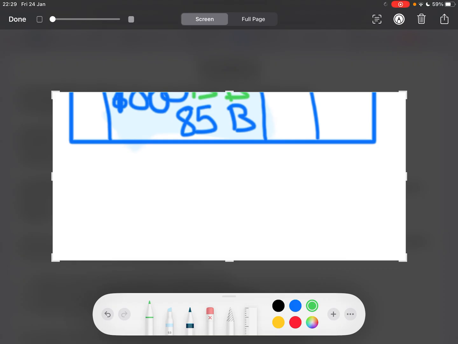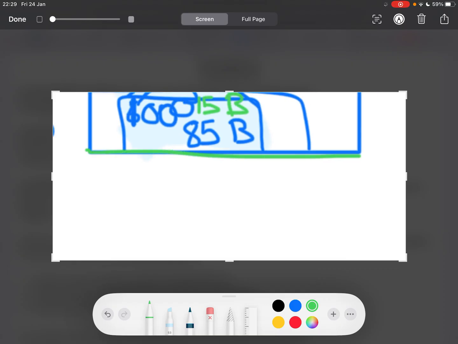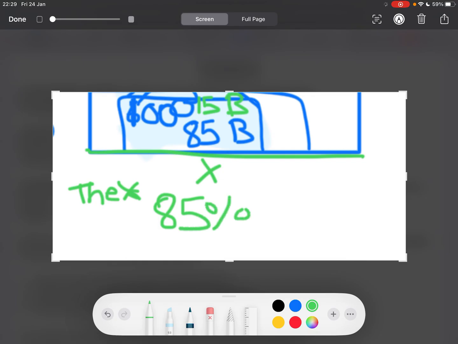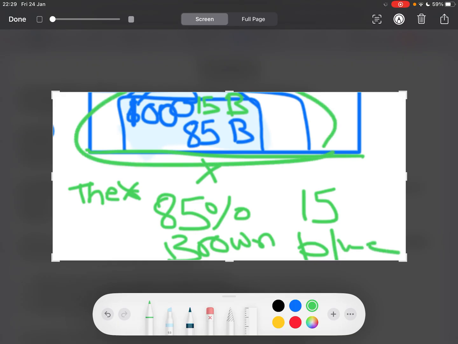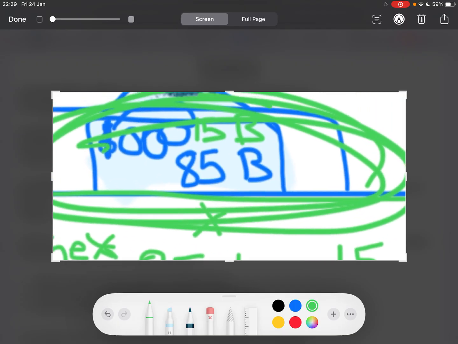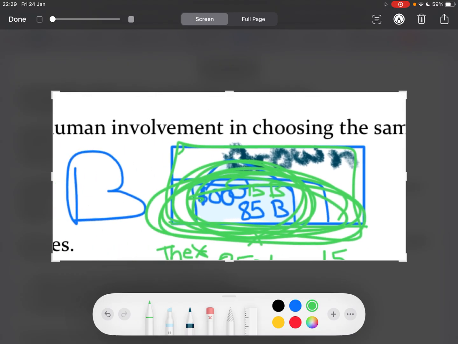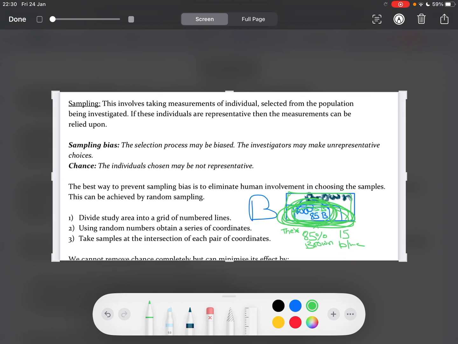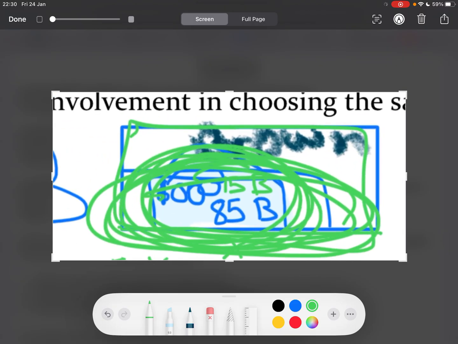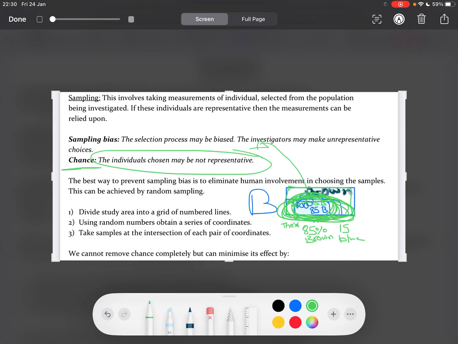So this guy, the investigator, will say, oh guys, this country, let's say it's called X, the X country isn't blue as everyone says, it doesn't have only blue eyes. I saw that 85% were brown and only 15 was blue, okay? He actually did an investigation, but that was just a small part. So basically, he went to people who had brown eyes, even if it wasn't on purpose. So if it wasn't on purpose, it's just a chance where the individuals chosen may not be representative. Or it's on purpose, which means it's sampling bias. The investigator may make unrepresentative choice, sampling bias.